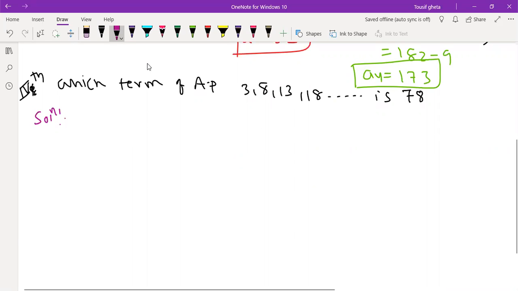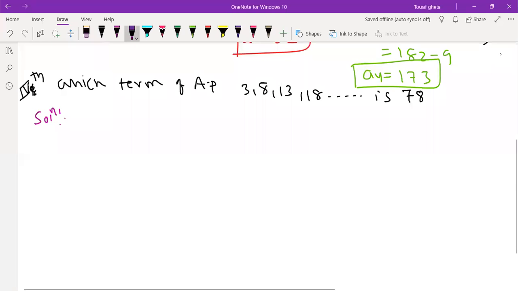Okay, let me explain, everyone. Let me explain which term of the AP. See, this is the first term, 3. 8 is your second term. This is your third term, 13. And your fourth term is 18.